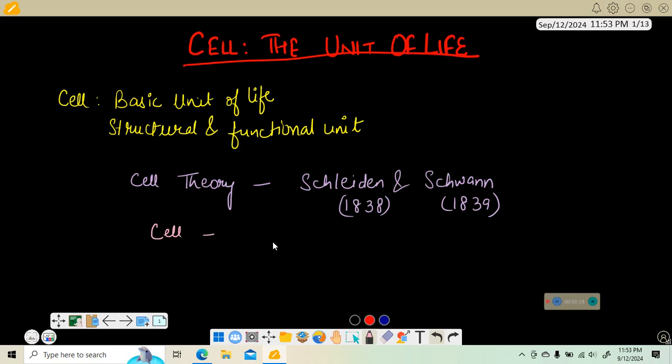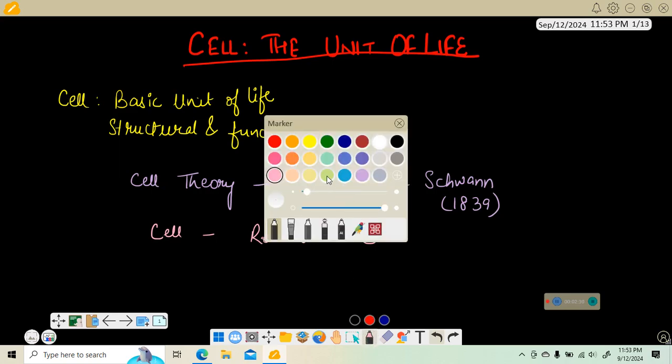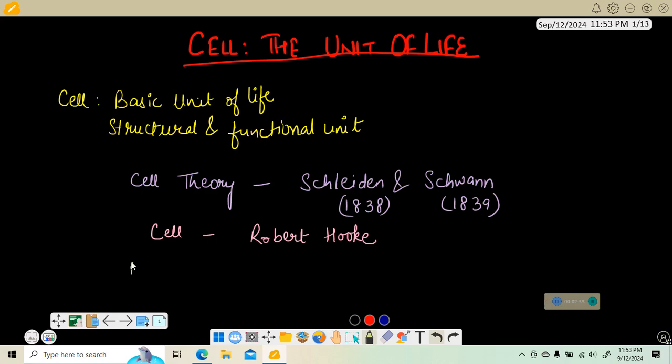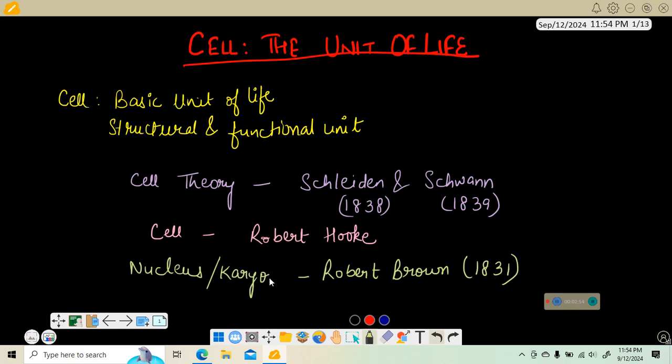Now coming to the discovery of the cell. Cell was discovered by Robert Hooke. Then now we will see the discovery of the nucleus. Nucleus was discovered by Robert Brown. So the nucleus is also called karyon. So these are some of the discoveries.